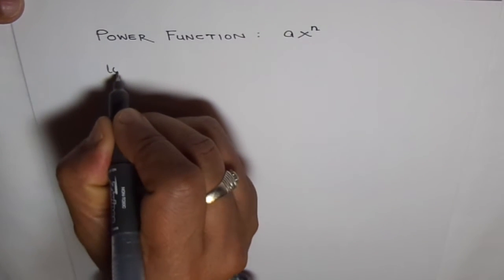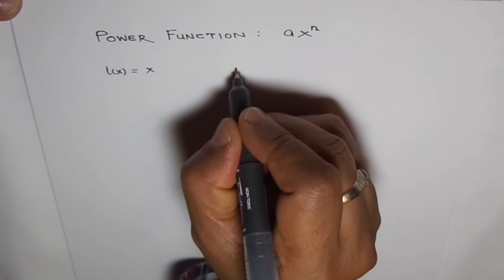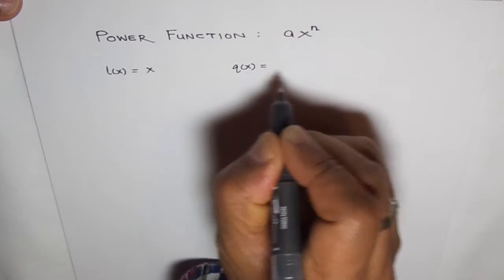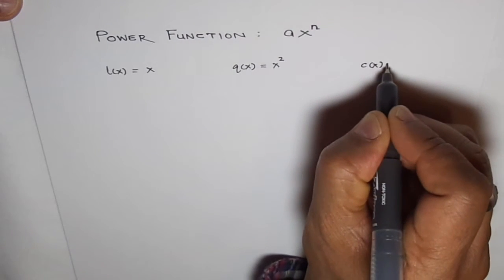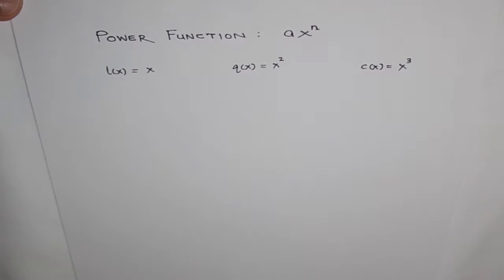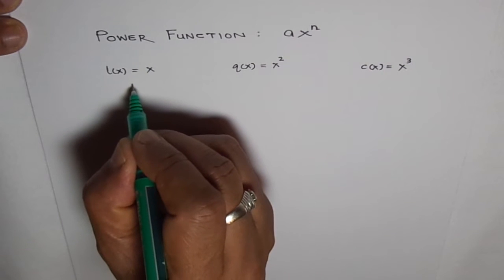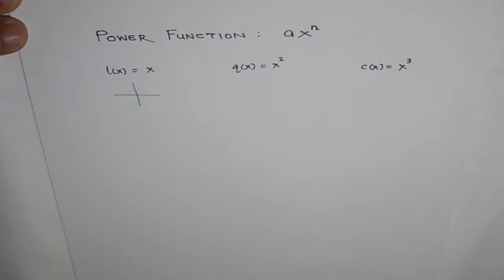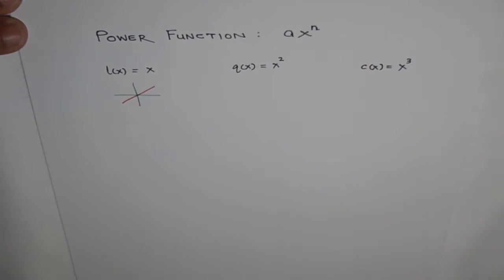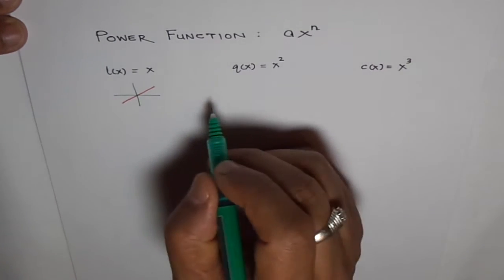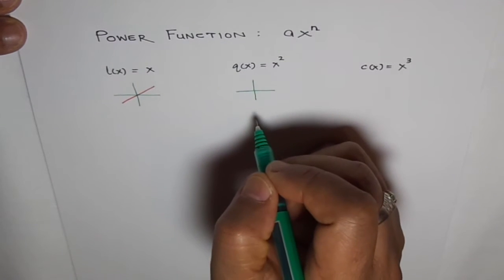So let's say L(x) is a linear function equal to x, and Q(x) is a quadratic function which is equal to x squared, and let's say C(x) is equal to x cubed. Now L(x) is just a line, and drawing a line is like this. In a coordinate system, it goes through the origin and it is always rising. And there is an intercept, and the intercept is at the origin.